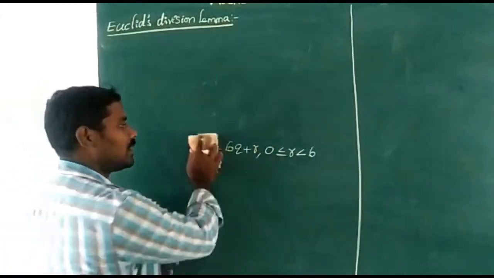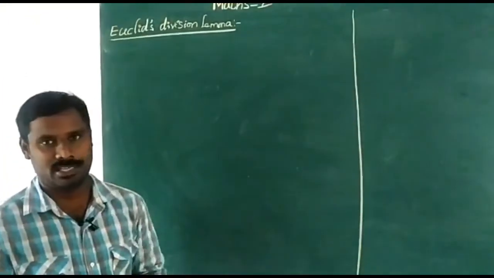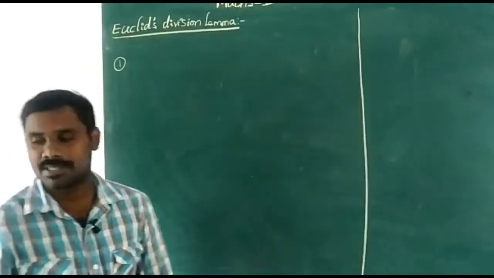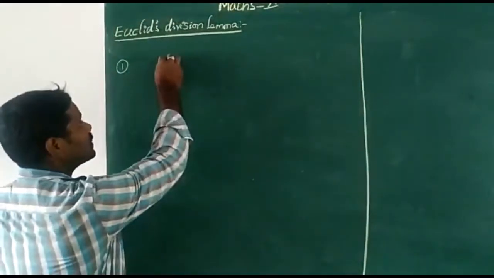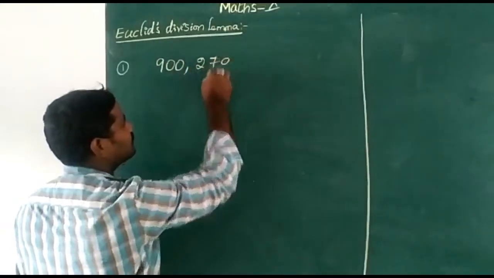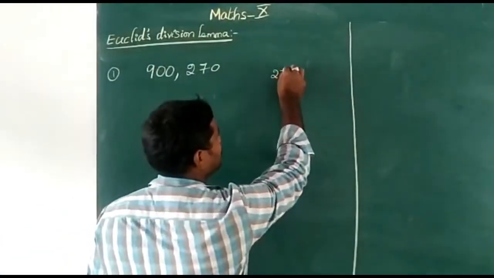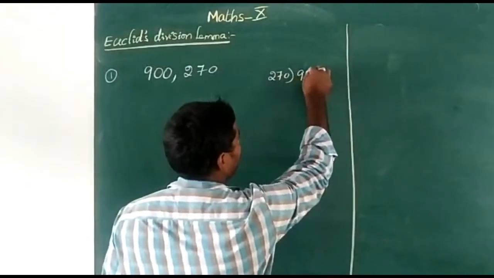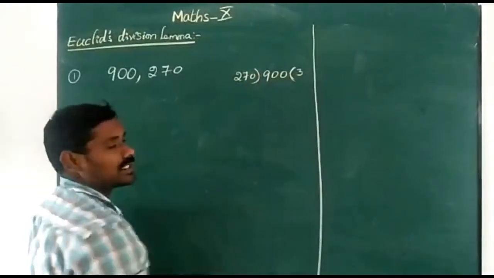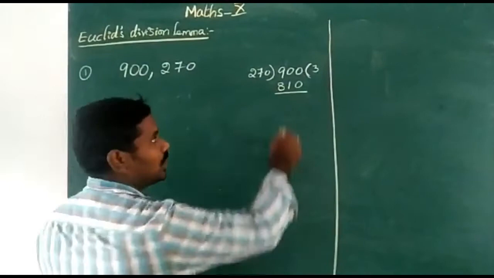Now today we are discussing how to find the HCF using Euclid's division lemma. I am taking one example: use Euclid's division lemma to find the HCF of 900 and 270. In the numerical way, we divide 900 by 270. It goes 3 times, 3 times 270 is 810.